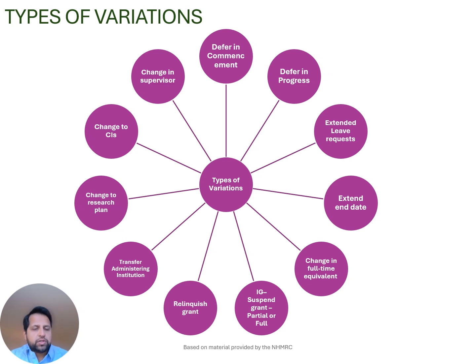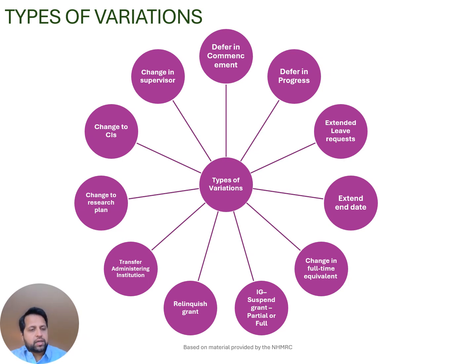Transferring an administering institution. This is very important. This variation comes into play when you're moving to a different organization. You're a CIA on the project, and the grant needs to be moved to a different organization. In this case, the new organization should be happy to accept your grant, and the organization from which the grant is transferred should be okay to let you transfer the grant. So there are two sides to this.